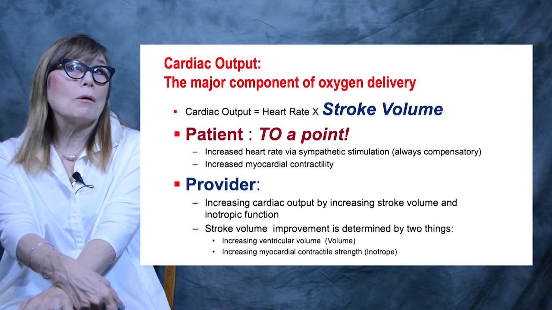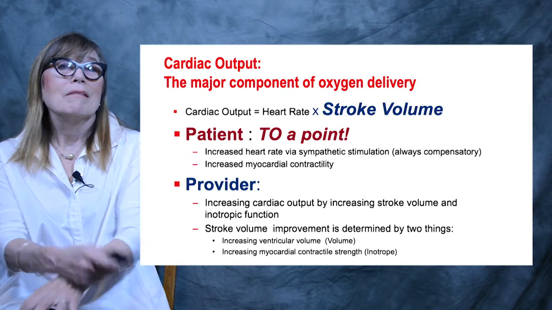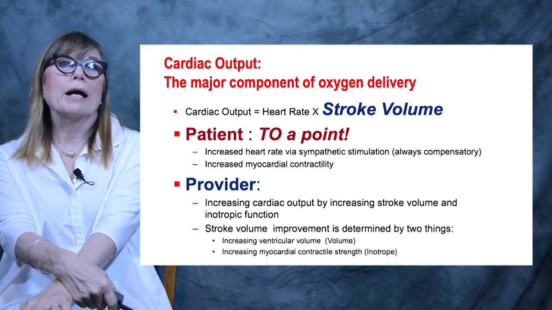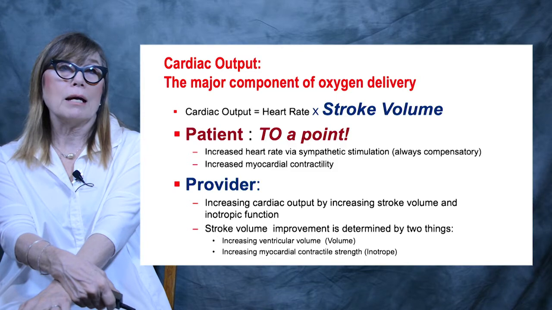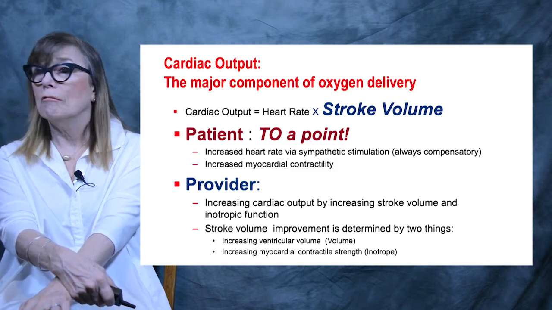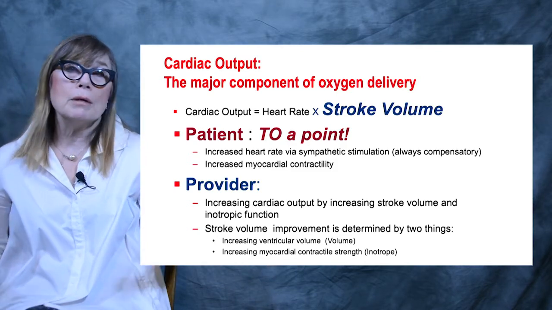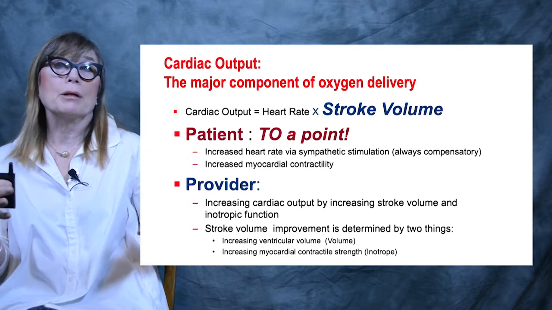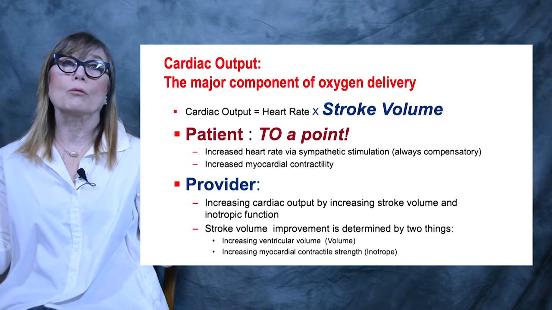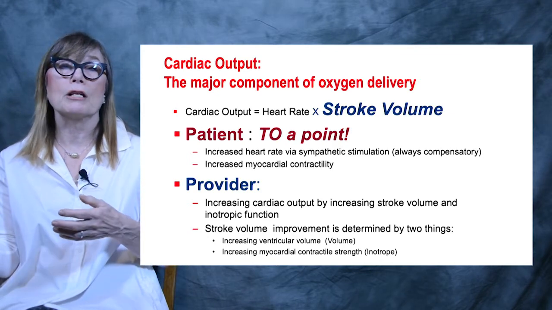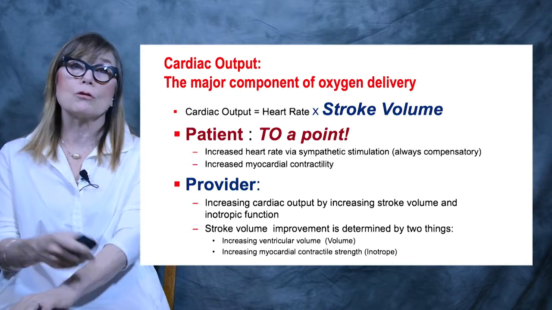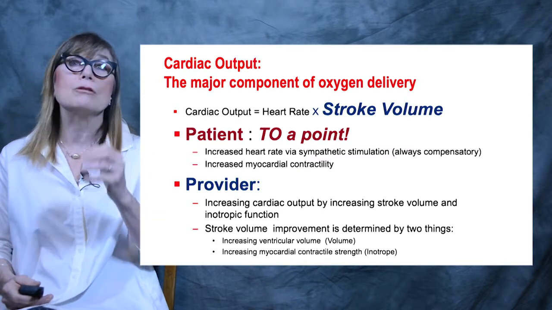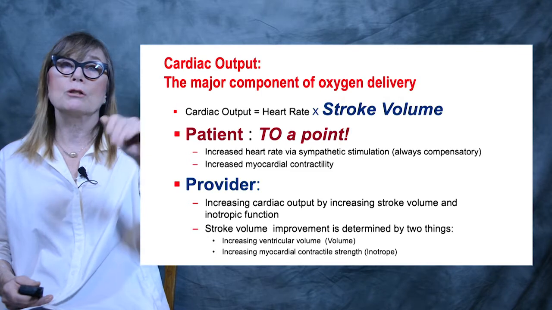So we always want to remind ourselves that the way we talk about this is cardiac output. Cardiac output is heart rate times stroke volume. Now, stroke volume is the amount of blood ejected by the heart per beat. The patient can manipulate this to a point because he can increase his heart rate via sympathetic stimulation, and remember, that's always compensatory. He can also increase his myocardial contractility related to sympathetic stimulation, but only to a point.